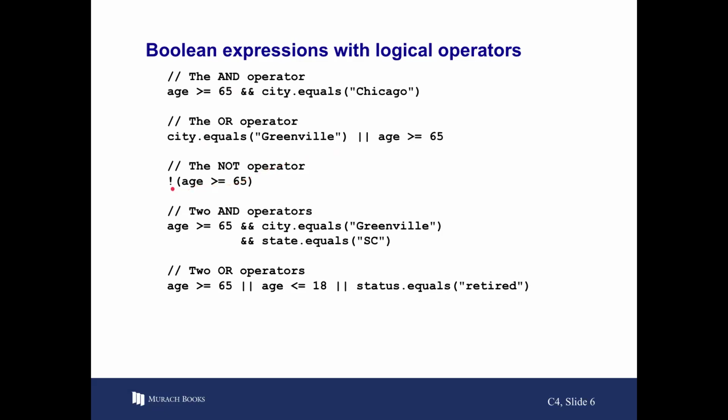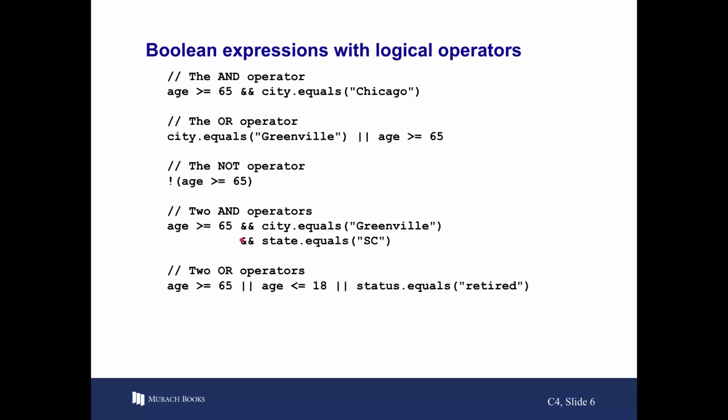In this case, here we're using a not, age greater than or equal to 65. This really means the age is less than 65. So this would read better if you would actually use the less than operator instead of notting this, but this is just an example of how the not would work.